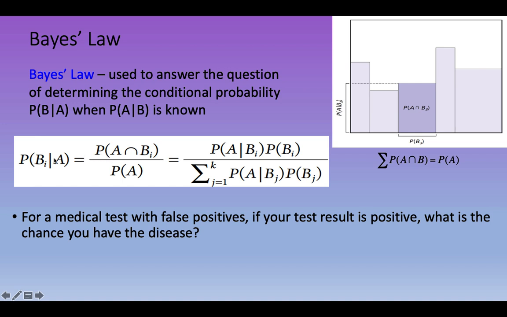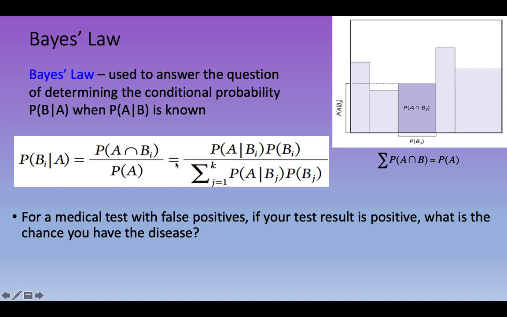And so if we think about it, what we're actually looking for is, if we look at the probability of B sub i given A, we're looking at the probability of the intersection of A and B sub i, divided by the total probability of A.